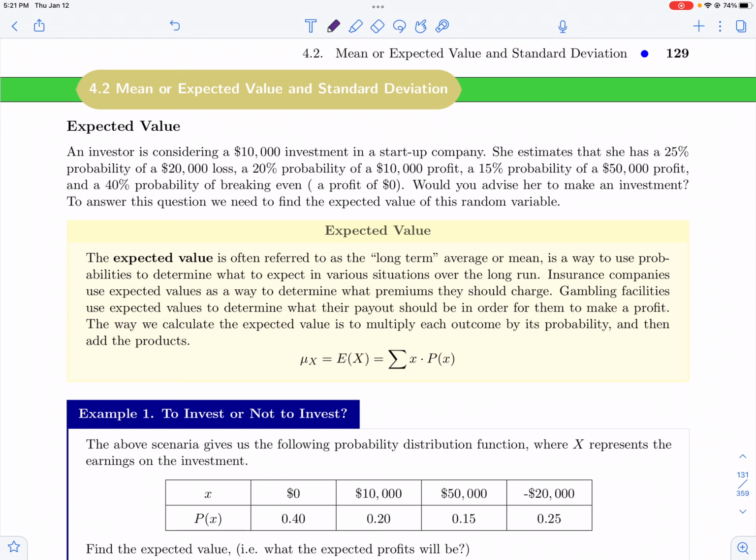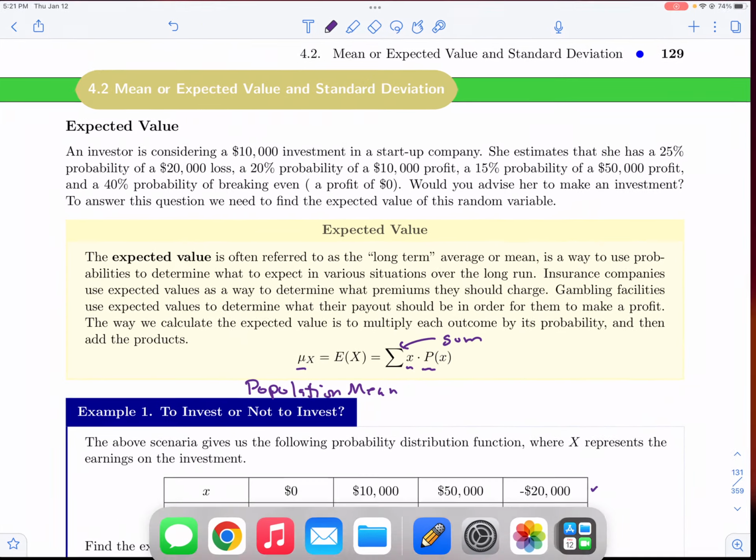If we look at our formula for expected value or mean, notice first off we're using mu of x. So what we're dealing with is a population mean, because in this case we know all the data. There's not a sample or anything. What we're going to do is take our little x, our data values, and multiply them by the probability. Then this is our sum, so we're just going to add those all together. That gives us our expected value, our average. All right, so let's take a look at an example real quick here.